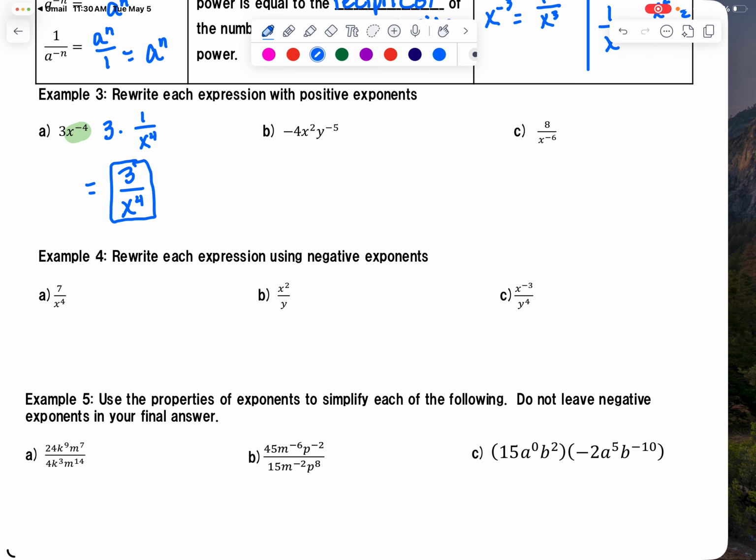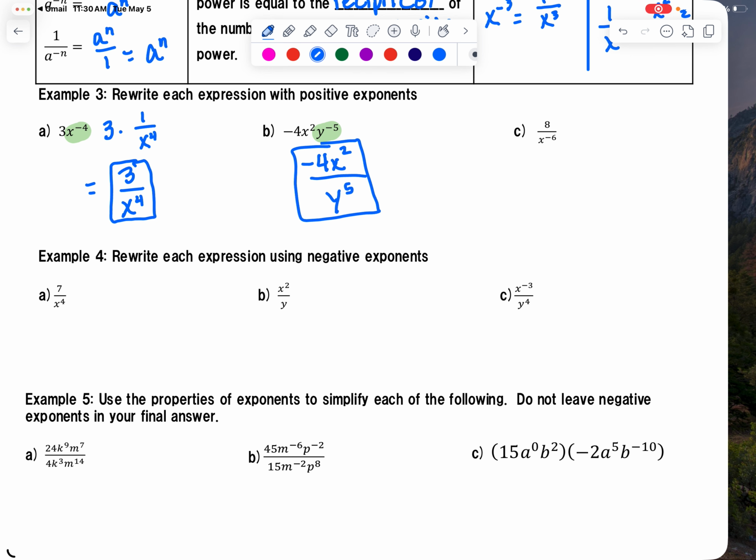So in problem B, we have negative 4x squared y to the negative 5. Now the only part of this term that has a negative power is right here. So that's the only part of the expression you need to move to the denominator. So if I rewrote this, I would have negative 4x squared would stay in the numerator, but the y to the positive 5 would go to the denominator.